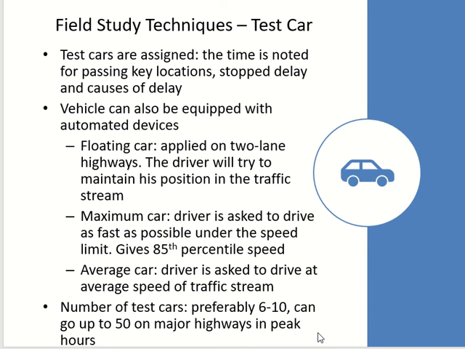For normal highways, for normal roads, up to 10 test cars at a time are allowed. If we have a major highway and we are doing it in the peak hour, then you can go up to 50 as well, like the highway which we have in front of the university. What's the name of the highway?